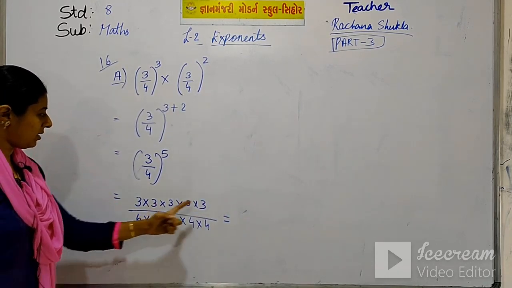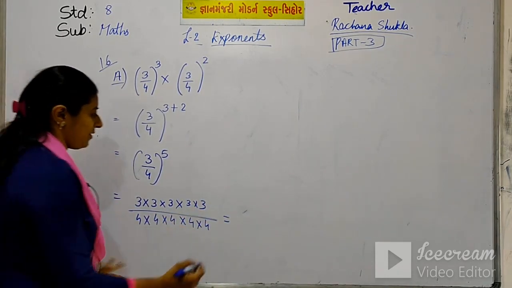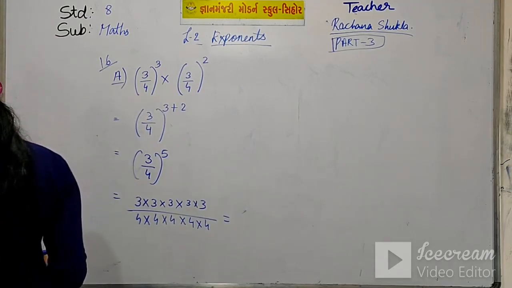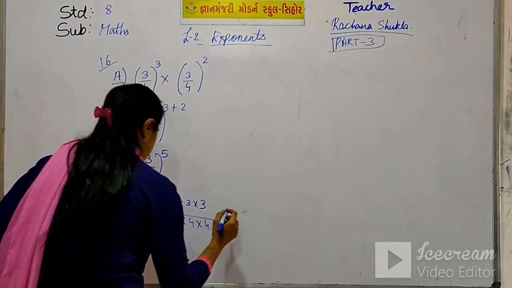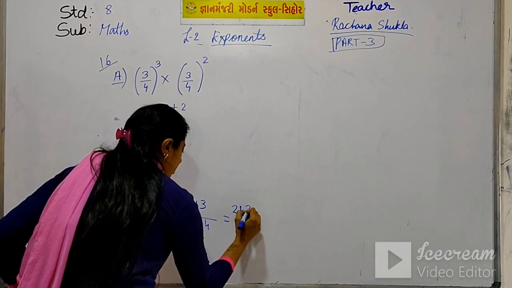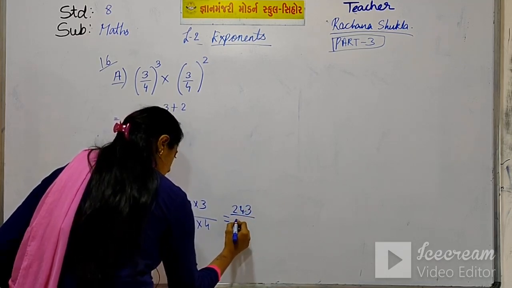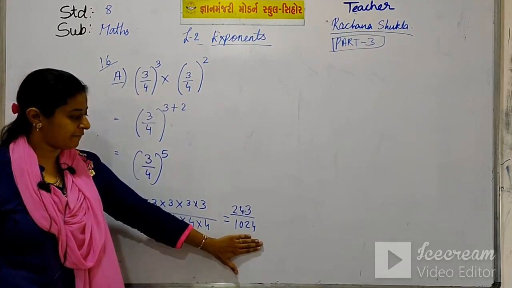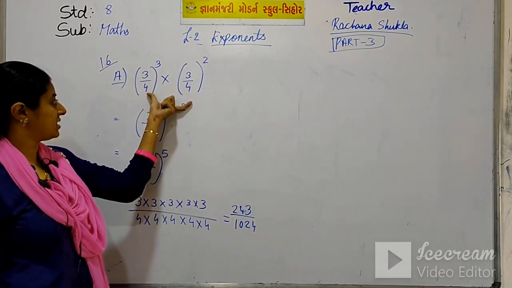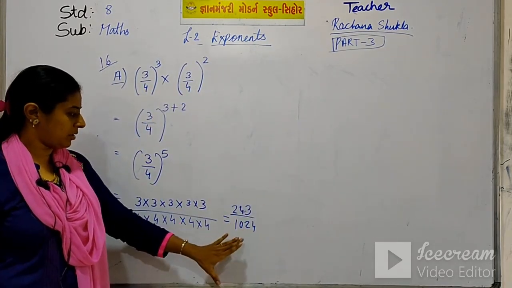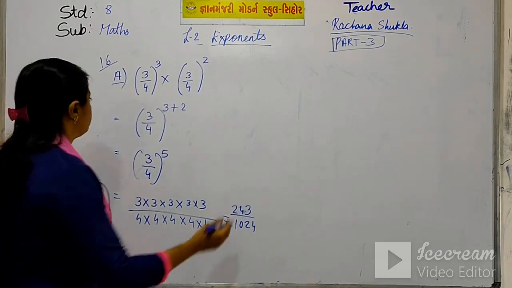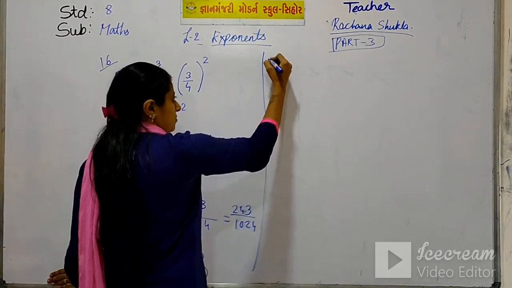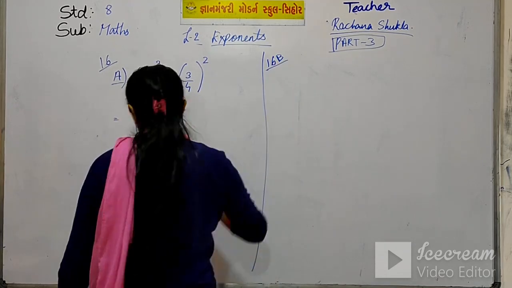So by multiplying this, what will you get? You will get 243 upon 1024. This is your final answer of this. 243 upon 1024. Next sum, 16b.